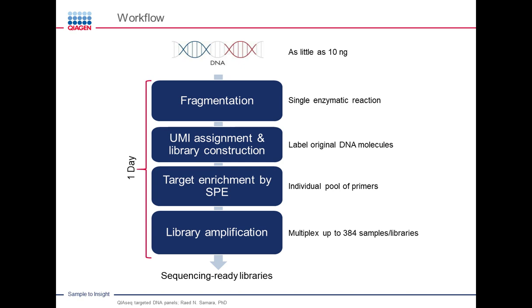And then this is followed by target enrichment using a single primer extension approach, where we enrich for 486 different genes by targeting their exonic regions. All of these primers that are required for the enrichment have been pooled into an individual pool of primers. And then this is followed by library amplification, where you can multiplex up to 384 samples per sequencing run. The entire workflow takes about a day to go from extracted DNA samples all the way to libraries that can be quantified and sequenced.